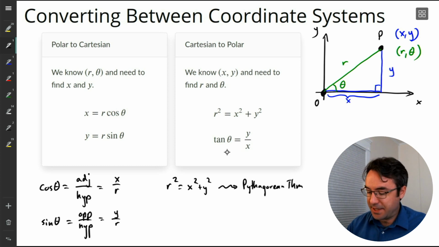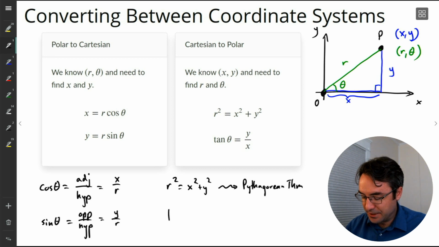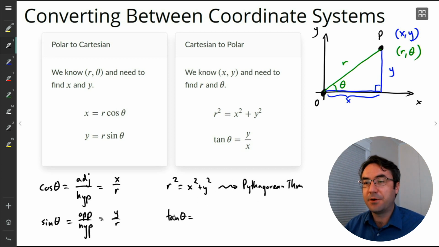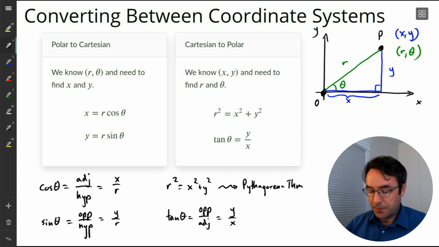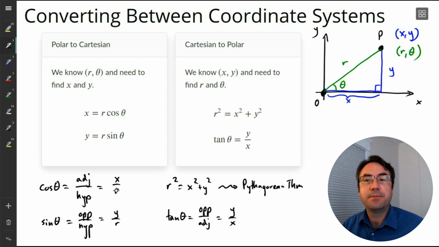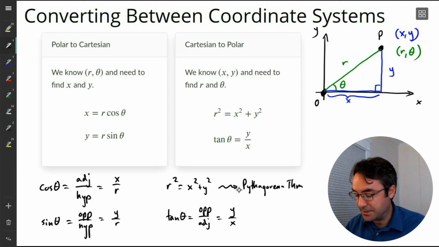All right, so what about this tangent theta? Well, we also know tangent theta. We have a formula for that in terms of the sides of a triangle. So it's the opposite over the adjacent, which in this case is just y over x. All right. So really, these different formulas that we have here just come from identifying that this is a right triangle and then just using what we know about cosine, sine, and tangent and the Pythagorean theorem.